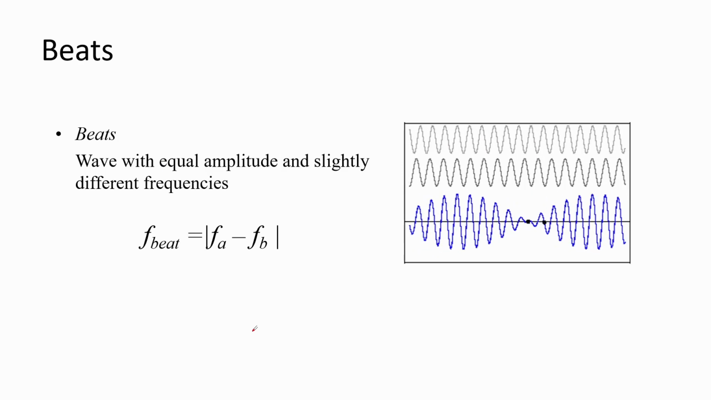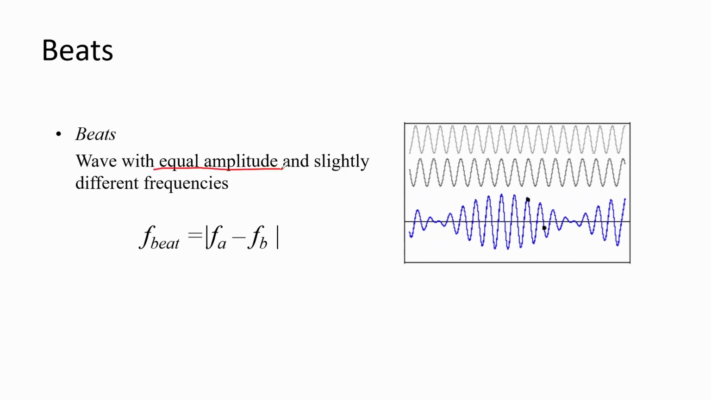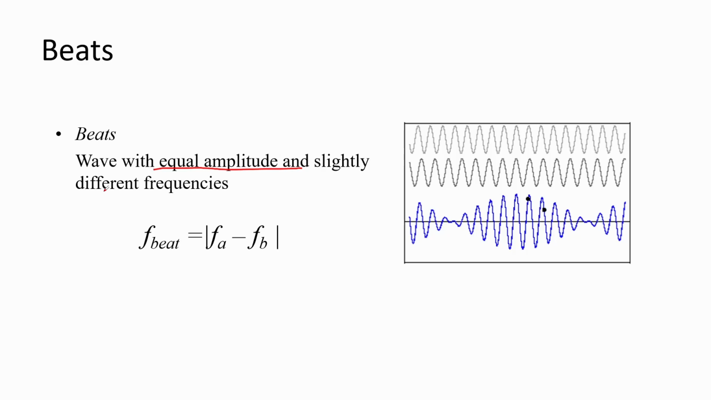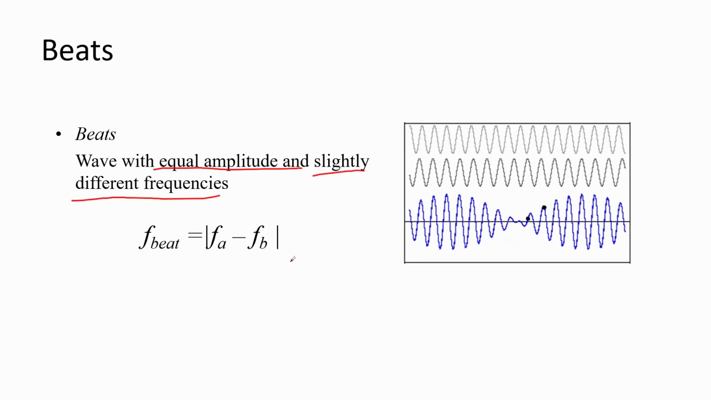Beats occur when waves with equal amplitude meet or converge but with slightly different frequencies, as shown in the figure. The equation for beat is written here.